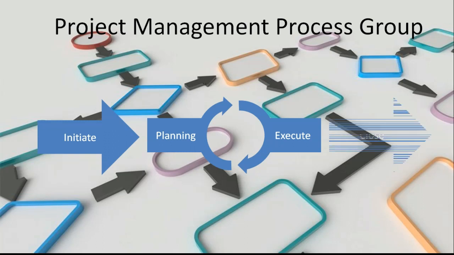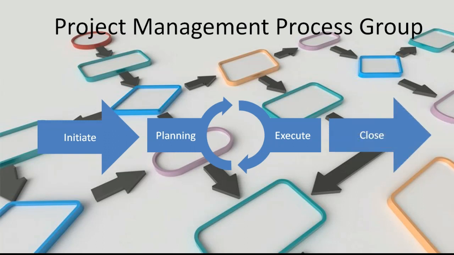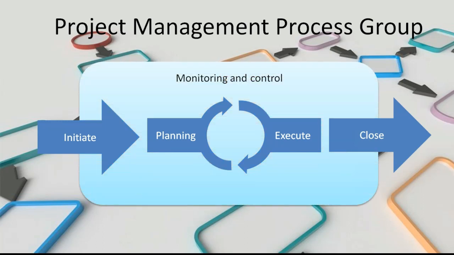Next is the closing process group, where you finalize all your activity and formally close it. While doing all these things, you're also doing monitoring and control throughout the project, and that is called the monitoring and controlling process group. It's all the processes required to track, review and regulate the progress and performance of the project. And this process group runs right from the start of the project till the end of the project.